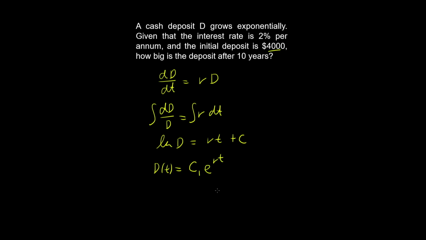So the initial deposit is $4,000, so we have 4,000 is equal to C1, because we substituted for t equals 0. So let's replace C1. And to calculate how big the deposit is after 10 years, we can use the interest rate. So substitute 2%, which is 0.02 per year, multiplied by the time in years, which is 10 years. So therefore this quantity is dimensionless. And therefore D of 10 is equal to $4,885.61.